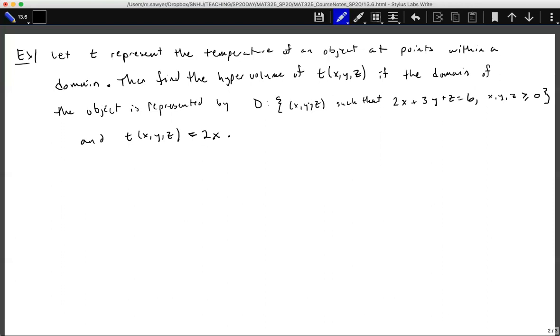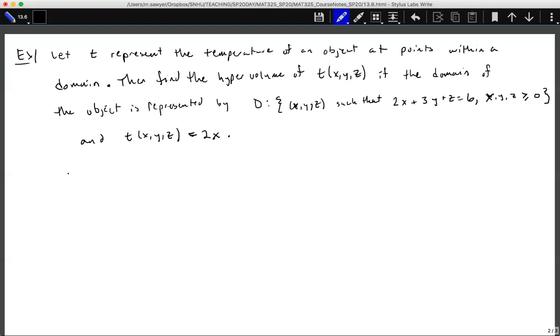If the domain of the object was represented by x, y, z, such that we had a plane 2x plus 3y plus z equals 6. So we had some room with a plane within that room, and we were looking where all those variables were positive, so we're looking in the first octant. And we also wanted the temperature function to be equal to 2x. So we have several conditions here. We have our plane as our domain, so we're inside of our room, and we're looking for the temperature function along that domain, where the temperature function is equal to 2x.